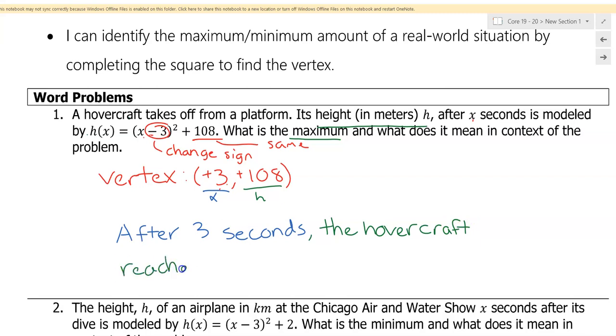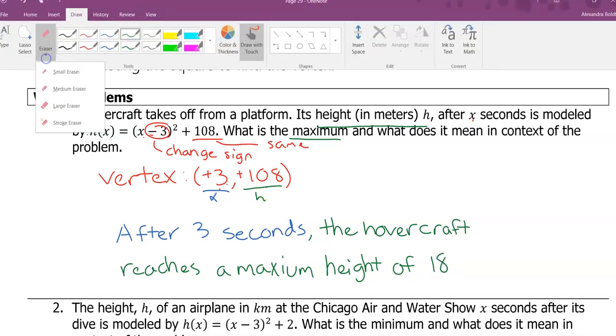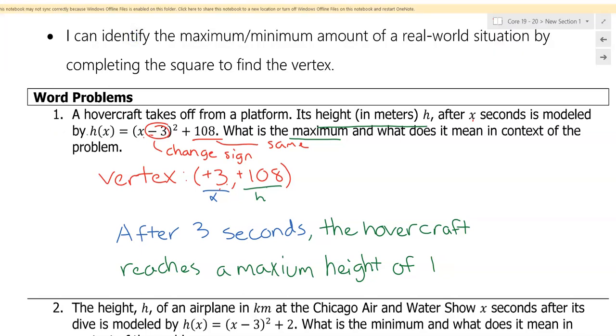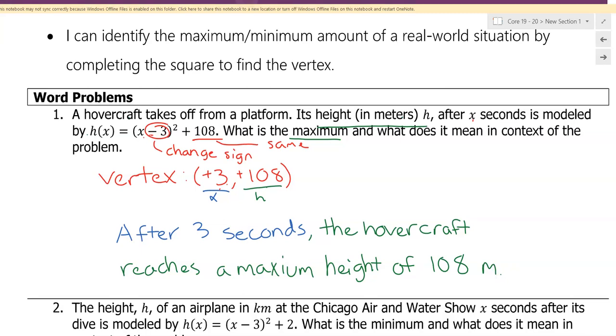Reaches a maximum height of 108, not 18, 108 meters. Okay, so after 3 seconds, the hovercraft reaches a maximum height of 108 meters. That's what that means in context of this problem. That's what that 108 means.